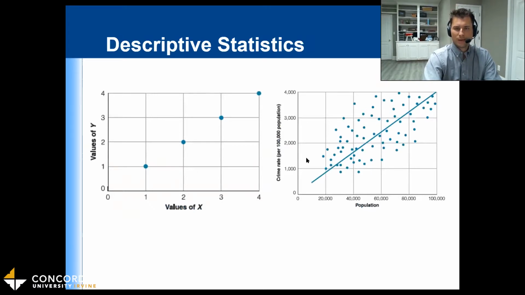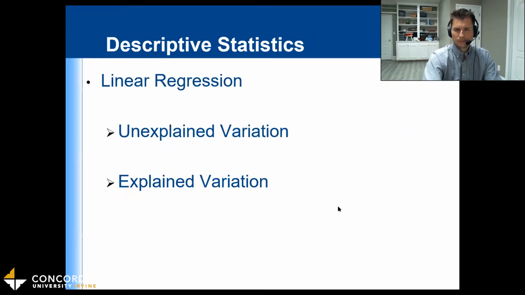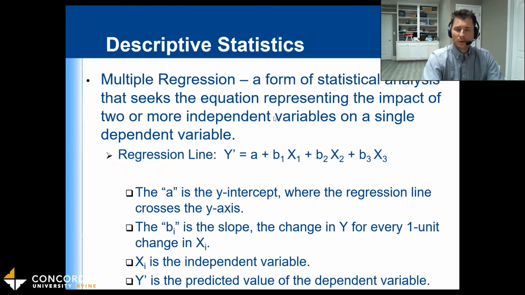Here is an example of linear regression. Okay, so here's the line and here's all of our points of chart with the sample, all right, where they fall on the chart line. So linear regression has two, unexplained variation and explained variation. A multiple regression is a form of statistical analysis that seeks the equation representing the impact of two or more independent variables on a single dependent variable.